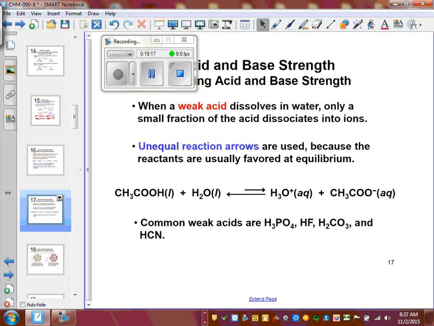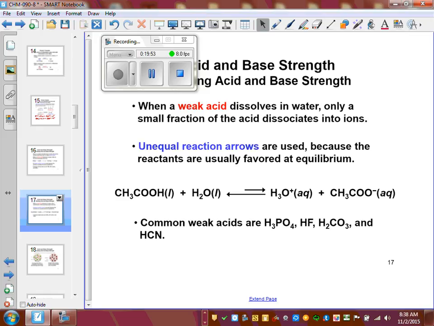A weak acid, when it dissolves in water, only a small fraction of the acid dissociates into ions. So there we have a double arrow. Notice the arrow going back to the left is longer, which means it mostly stays undissociated. Only a very small part dissociates. This is acetic acid. So the long arrow means that it's more to the reactant side.